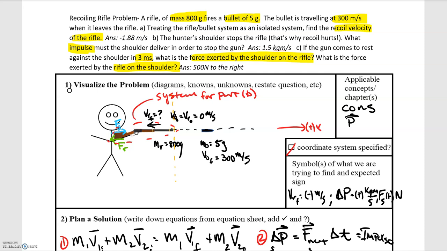So we know that the initial velocity for this portion is the recoil velocity. So we have VR naught is equal to negative 1.88 meters per second. And then we know that the final velocity, VRF, is equal to 0 meters per second because the shoulder's stopping the rifle. So it must have 0 velocity.